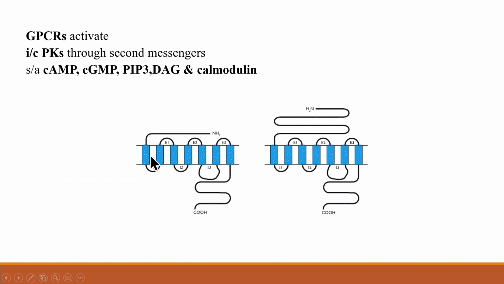Because this receptor is passing in and out of the cell membrane 7 times, this receptor is also known as 7 transmembrane receptors. And because it snakes through the cell membrane multiple times, it is also known as serpentine receptors. The intracellular domain of this receptor is associated with a heterotrimeric G protein.